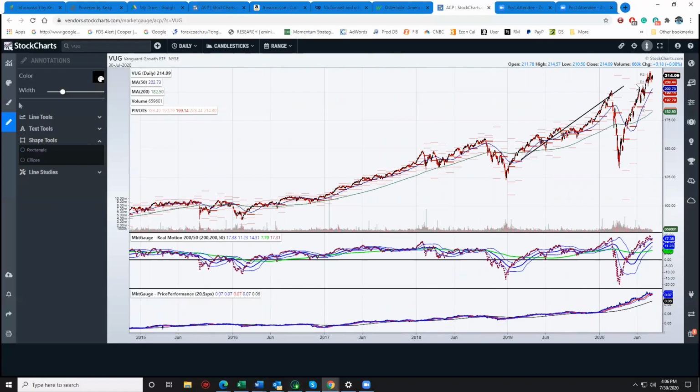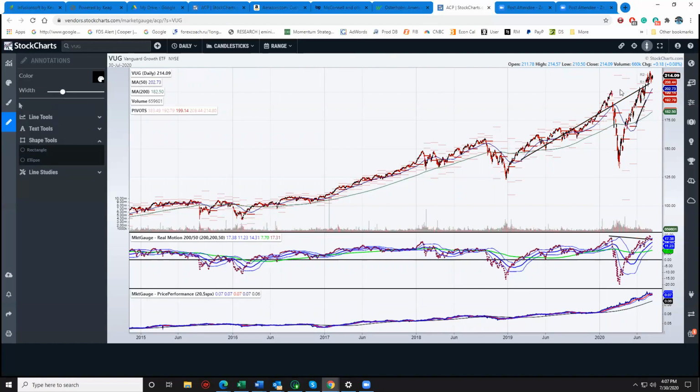Status quo, right? You can see here the 50-day of the growth. This is the Vanguard Growth ETF, 50 over the 200, and in fact, the price over that as well. What's interesting is if you look at the momentum here, as we've made new highs, momentum has also made new highs as well.